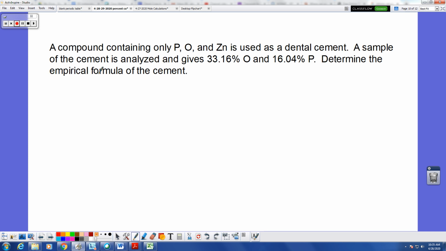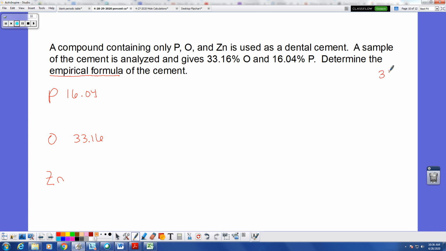Okay, a compound contains only phosphorus, oxygen, and zinc. It is used as a dental cement. A sample of the cement is analyzed and gives 33.16% oxygen and 16.04% phosphorus. Determine the empirical formula. So this one didn't say the remainder is zinc. Okay, and so you've got to pay attention and know that this is 3 things and not just 2.